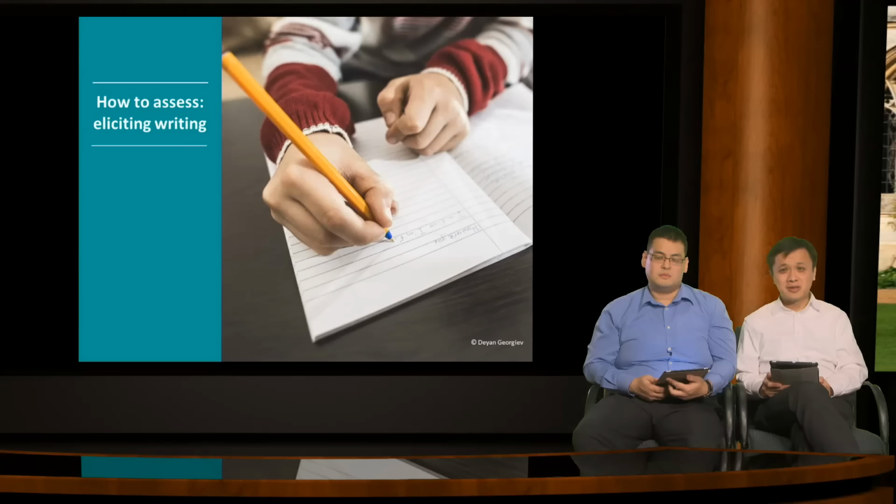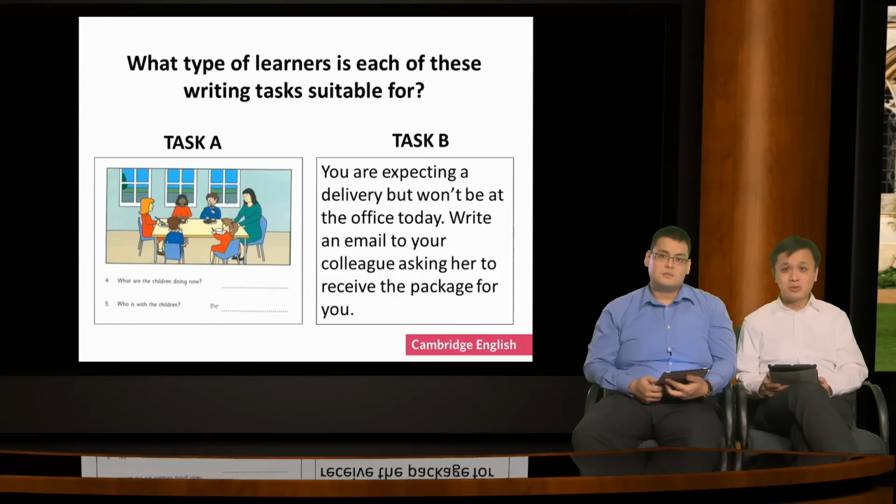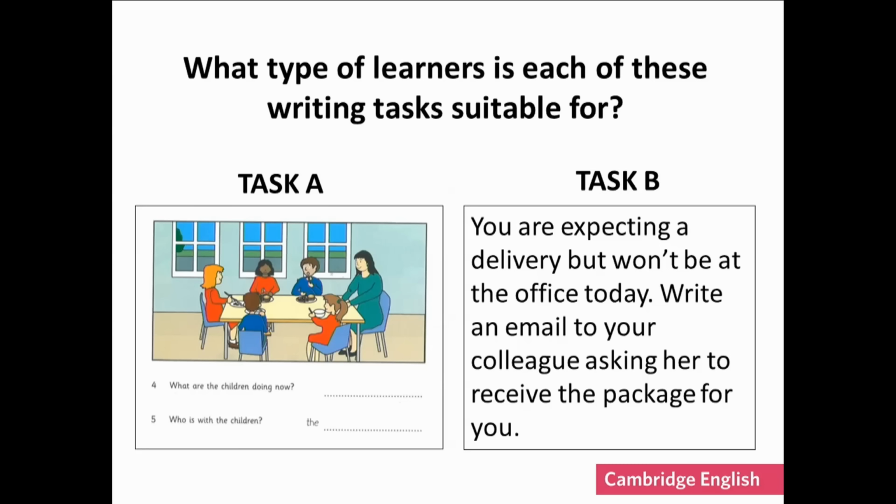Now, we said earlier that it's important to consider who you are assessing. So let's take a look at some example tasks. In the handout, you will see 2 example tasks, and in the chat box, please indicate what type of learner you think each of these writing tasks is suitable for. Please share your ideas in the chat box. And here's the question again. What type of learners is each of these writing tasks suitable for?